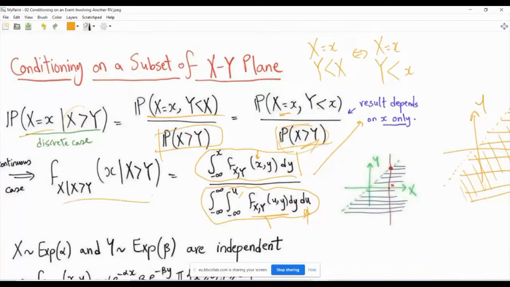So if you write down something like this, it's a big mistake to write down your final result involving some small x and some small y. You get some small x, some small y if you are conditioning on the random variable Y assuming one of its specific values. But here we are conditioning on this event, so you end up with something that depends only on small x, and this is true for the discrete case or for the continuous case.